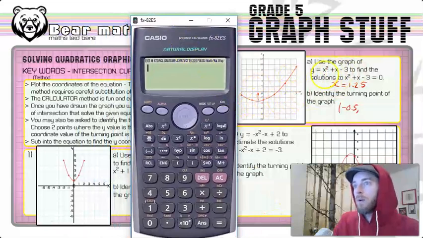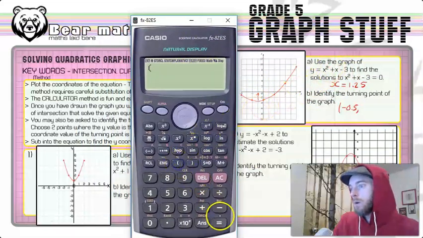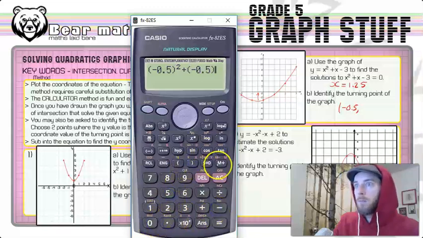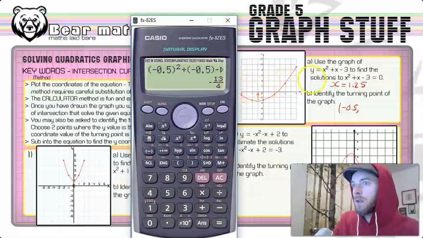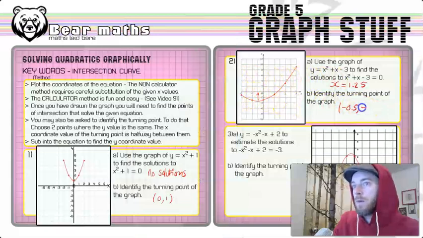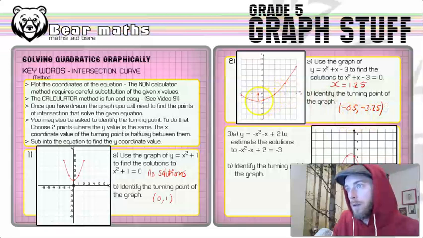So negative 0.5 squared. I'll just pop the brackets in, because anytime you do negative numbers, you definitely have to use brackets. I always tend to anyway, whenever I substitute any number in. And then minus 3. And we'll see what y equals. There you go, I'll pop that x value in, and y is equal to, let's use a decimal, minus 3.25. Okay, so minus 3.25. And that looks to be a very reasonable answer, doesn't it?